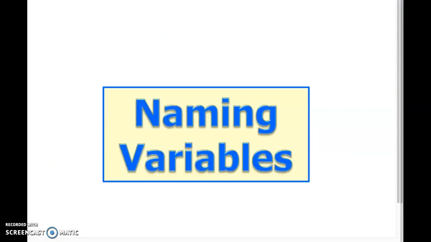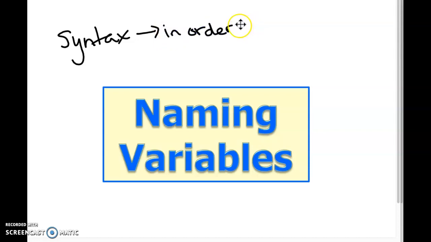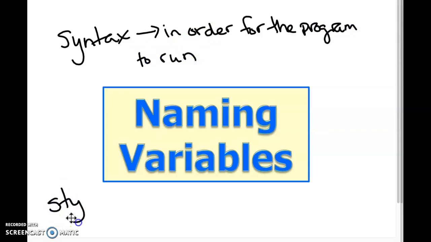So we have to discuss how to name these variables. There's two things. There's syntax and there's style. Syntax is what the computer needs. Okay? In order for the program to run, you have to do it this way. Okay? And then we have style. And I'm going to hold true to these styles. Okay, because it's really important you get in the habit of writing it a specific way. It makes it easier for me to edit and debug or help you debug your programs.